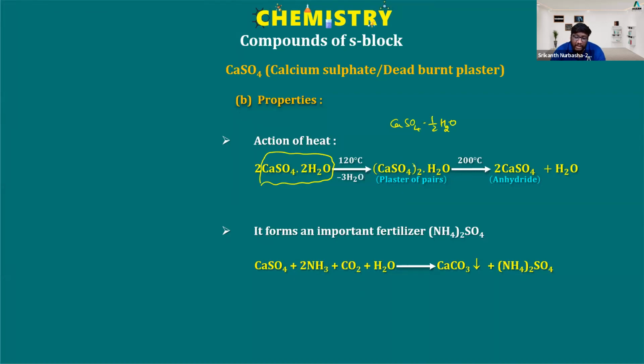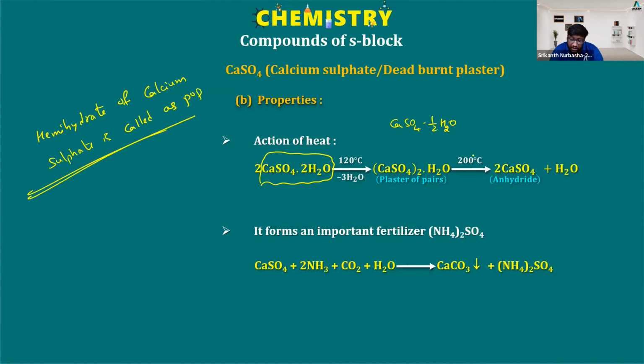This is nothing but a hemihydrate of calcium sulfate, which is also called plaster of Paris. When you heat plaster of Paris further up to 200 degrees Celsius, you will get anhydrous CaSO4, which is also called dead burnt plaster. CaSO4.2H2O is gypsum, CaSO4.½H2O is plaster of Paris, CaSO4 anhydrous is dead burnt plaster. Is that clear or not?